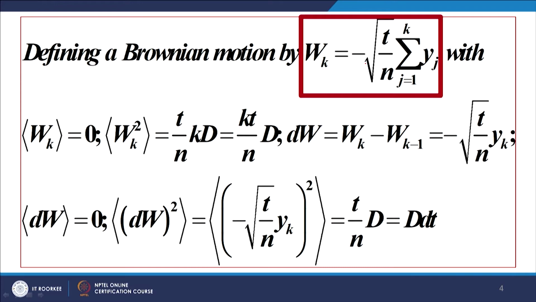under root t by n yk, and clearly the expectation of dW is 0 because the expectation of yk is 0, and the expectation of dW square is equal to t by n into the expectation of yk square. Remember, the expectation of yk square was d, therefore it becomes t by n into d, and that is nothing but d into the step size, that is d dt.